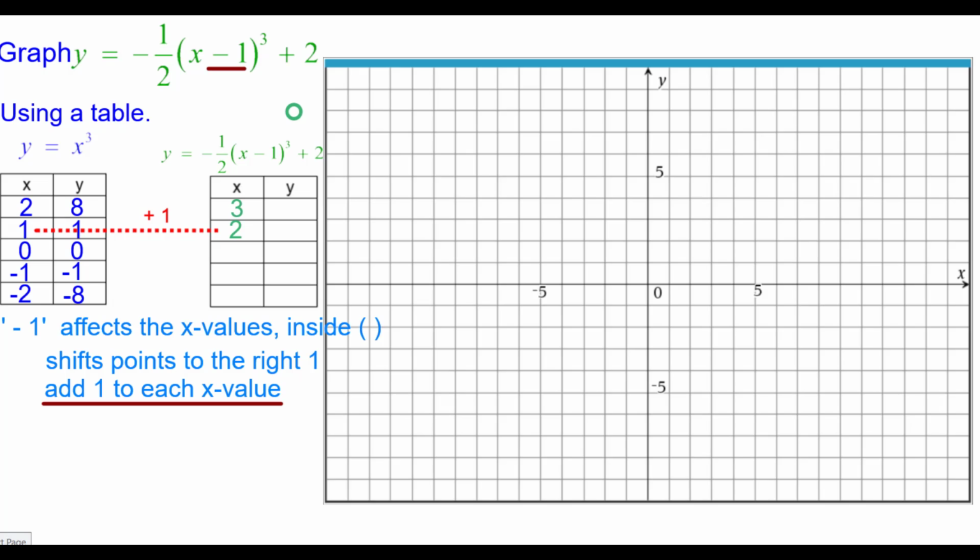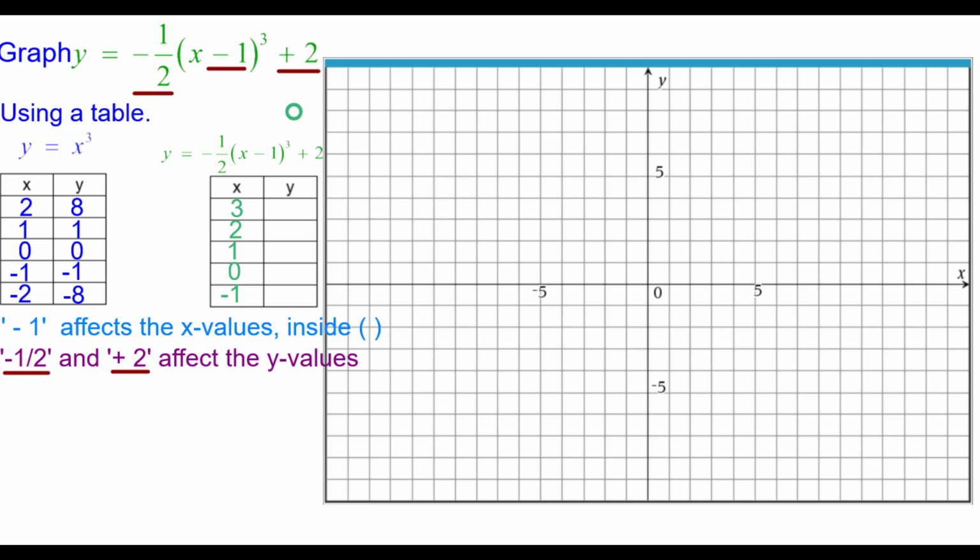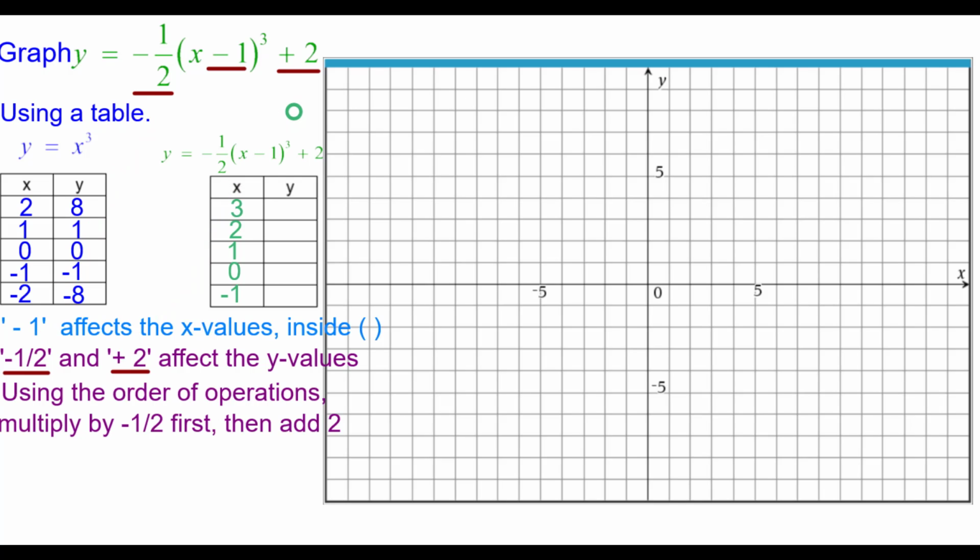Press pause and then resume when you're ready. So showing the rest of the x values. There they are. The other 2 parameters affect the y values. And using the order of operations, we do the multiply by -1/2 first, and then we add 2. So starting with the 8 times -1/2 is -4, plus 2 is -2.